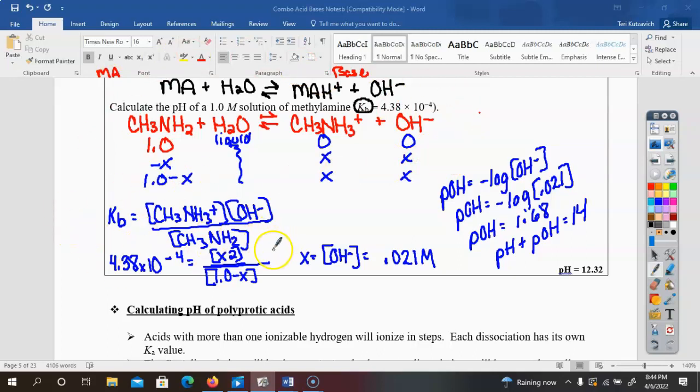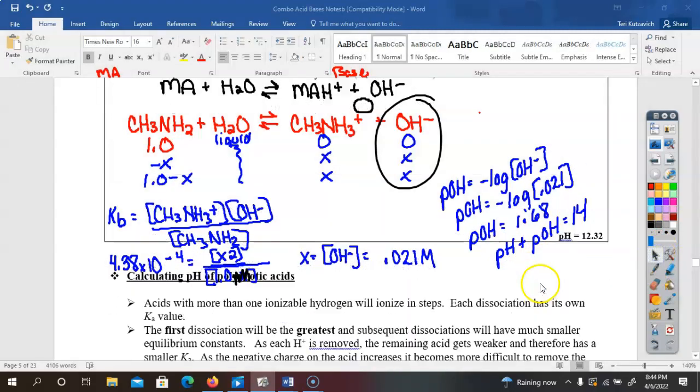Do your Kb expression, which you're experts at. Get rid of this X because we're assuming it's so small. That X is equal to the OH. Always have to check that. That's where you're going to make your mistakes. Now that you have your OH, find your pOH. And now you know pH plus pOH equals 14. Not bad, right?